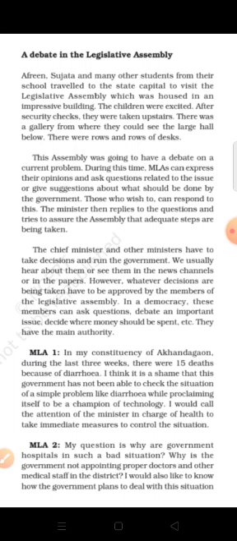Okay, so this assembly was going to have a debate on the current problems. During this time, an MLA can express their opinion, ask a question related to the issue, or give a suggestion about what should be done by the government. So they are giving suggestions too.